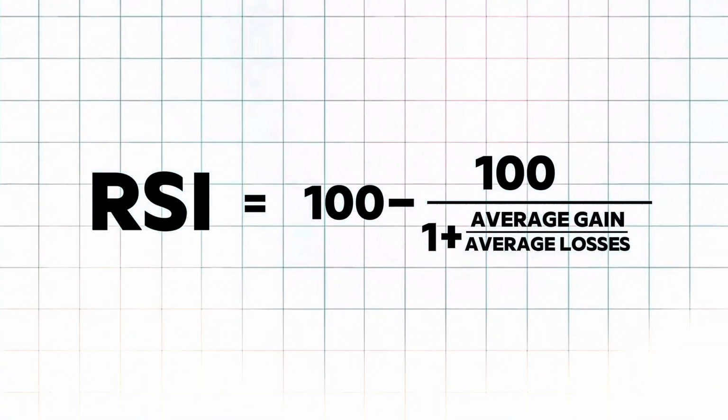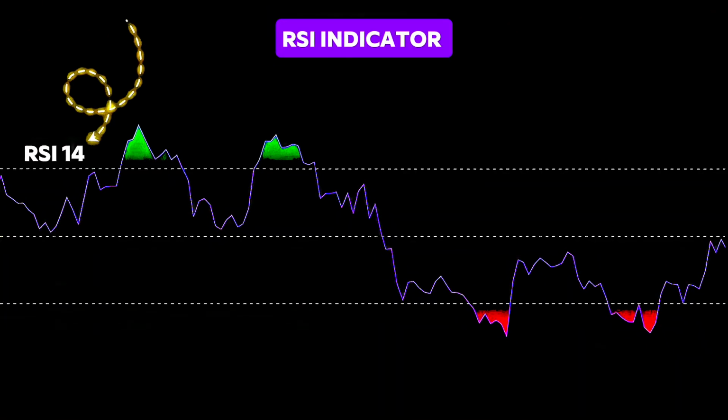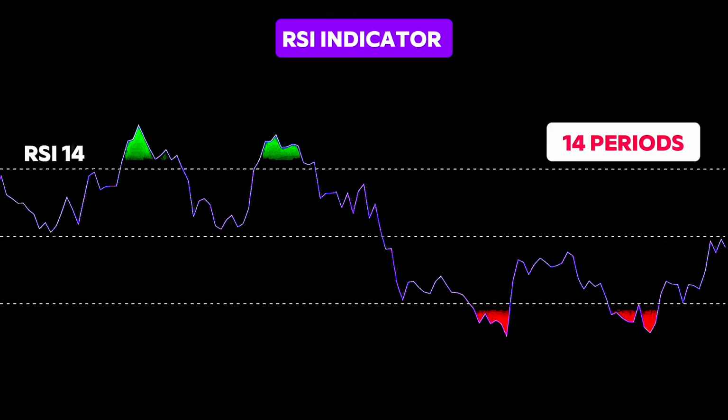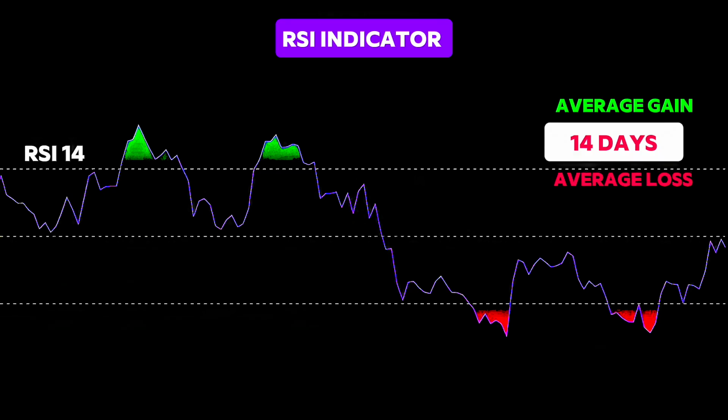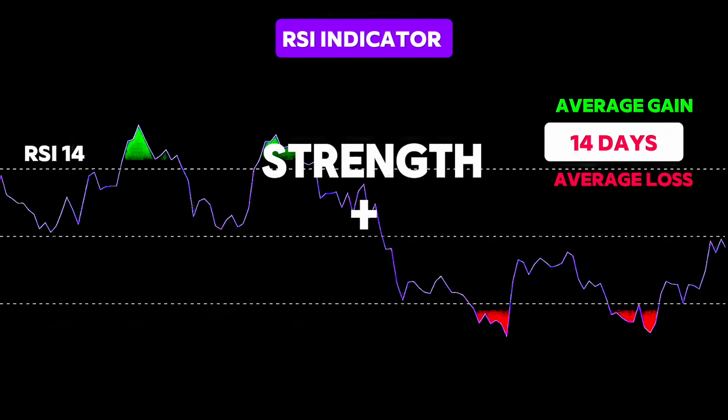Let me give you an example. Suppose we are using a 14-period RSI. To calculate it, the indicator looks at the price movement over the last 14 periods. Out of these 14 periods, let's say the price increased on 6 days. These are counted as the gains. On the remaining 8 days, the price decreased. These are counted as the losses. The RSI is calculated by taking the average gain over these 14 periods and dividing it by the average loss, which gives us a ratio that represents price strength and momentum.